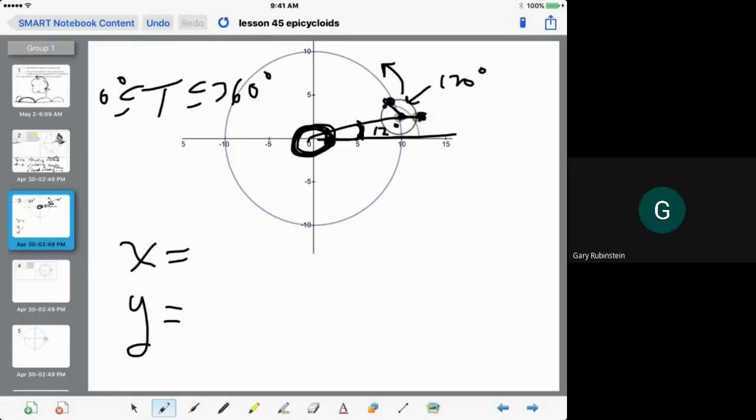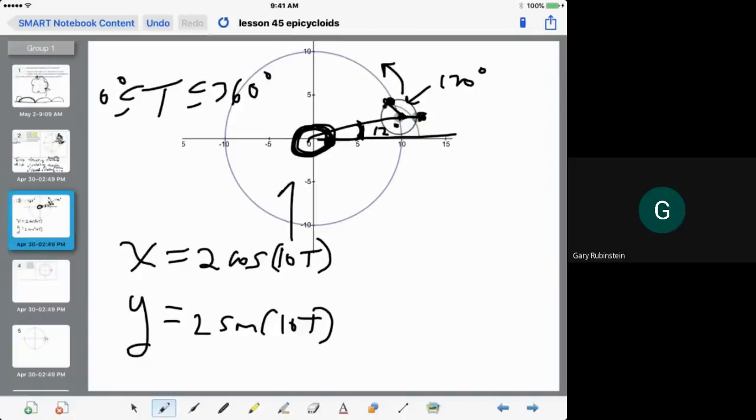Well, then the equation would be 2 cosine 10t and 2 sine 10t. That would make it so that as t goes from 0 to 360, 10t would go from 0 to 3,600, and the circle would go around 10 times. I know that it only made 9 petals. That's a little complicated to explain why. I'll give you some indication of why that happened, but this is half the equation.